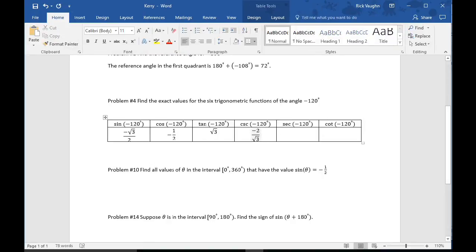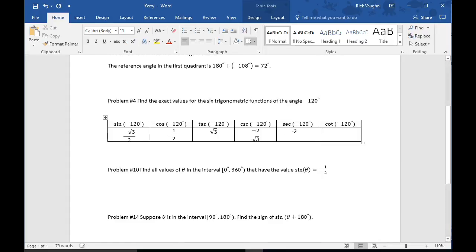Now you could rationalize the denominator here and write this as minus 2 root 3 over 3 if you wish. I'm going to leave it with an irrational denominator. The secant is just the reciprocal of negative 1/2, which is going to be negative 2. And I don't even need to typeset that one. I might want to center it in the box here.